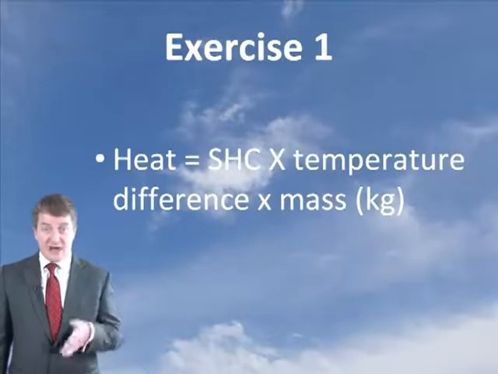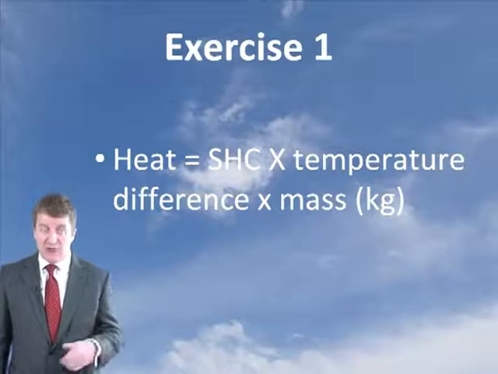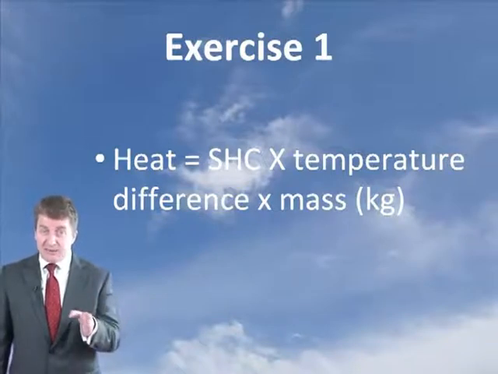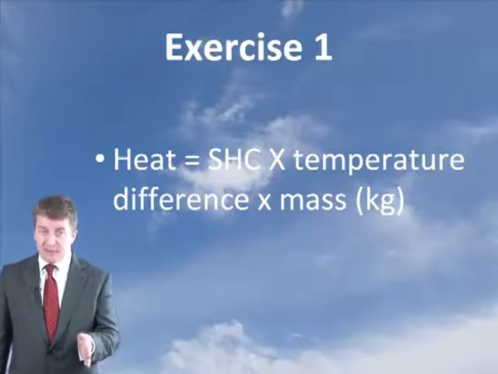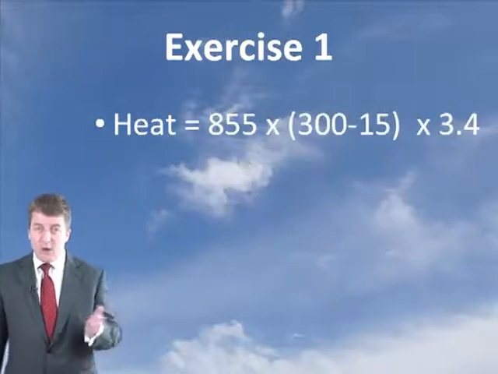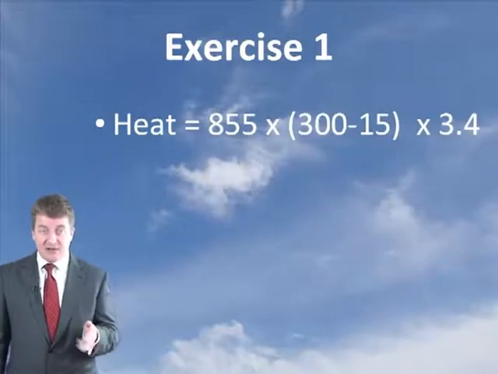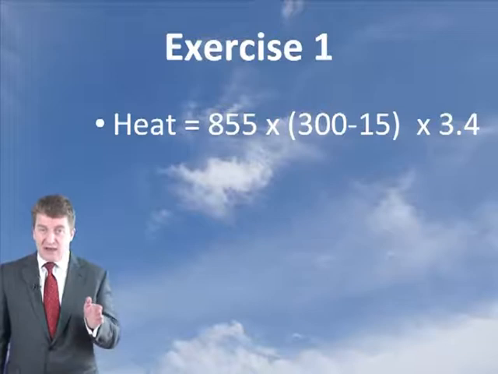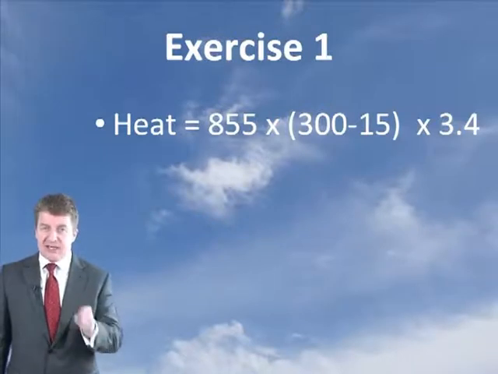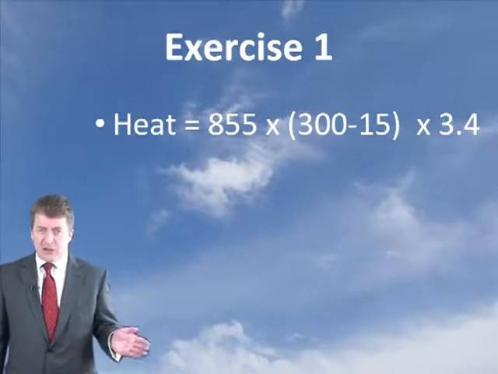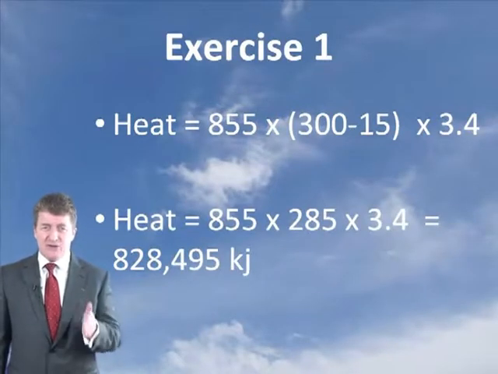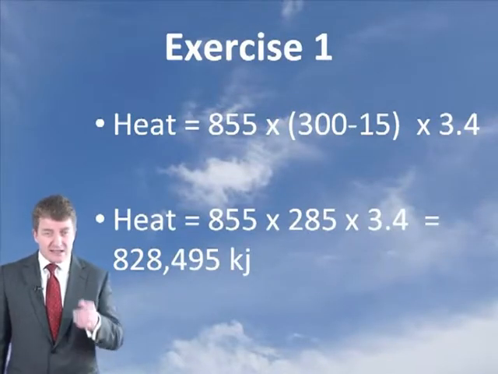Well, the heat released is equivalent to the specific heat capacity times the temperature difference times the mass. Well, if you put in known values, you get 855 times 300 minus 15, that's your temperature difference, because the ambient's 15, times 3.4. You put them in, that's how much heat energy would be released on cooling that brick.